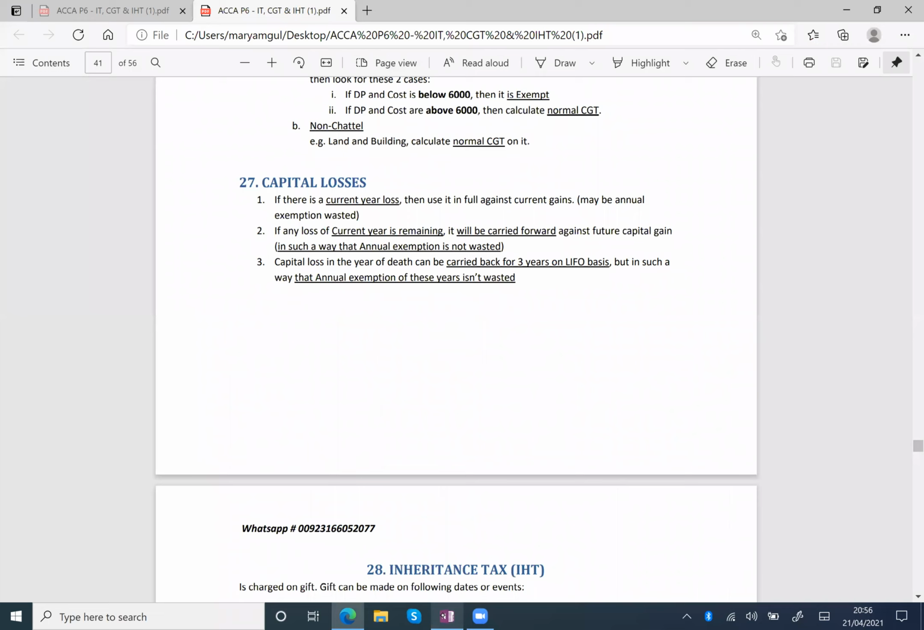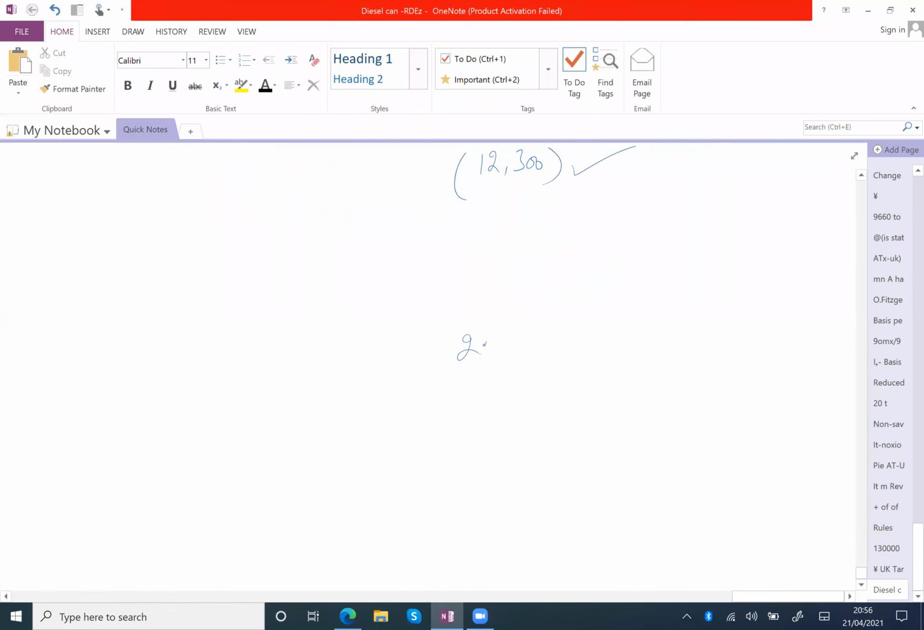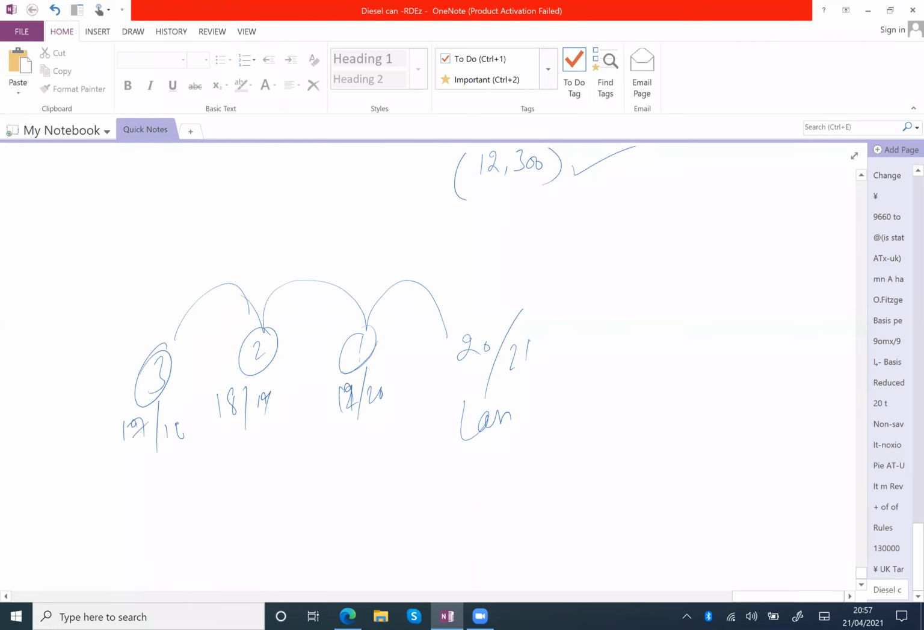And third point, capital loss in the year of death can be carried back for 3 years on a LIFO basis, but in such a way that the annual exemption of those years is not wasted. For example, if a person died in 2021 and he has a capital loss, he can carry back this loss to the previous 3 years on LIFO. Firstly against 1920 capital gain, secondly 1819 capital gain, and thirdly 1718 capital gain, but in such a manner that the annual exemption of 12,300 is not wasted. Clear?